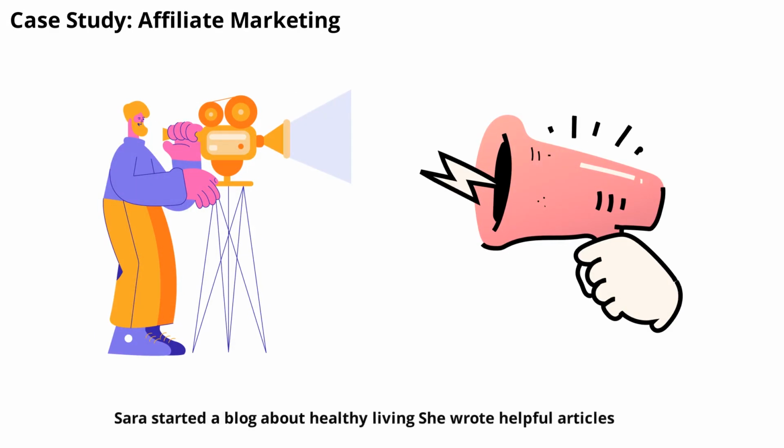Sarah started a blog about healthy living. She wrote helpful articles, built an email list, and recommended products she genuinely used. Over time, her audience grew, and affiliate commissions became a steady source of income. Her journey highlights the power of authenticity and audience trust in building passive income online.